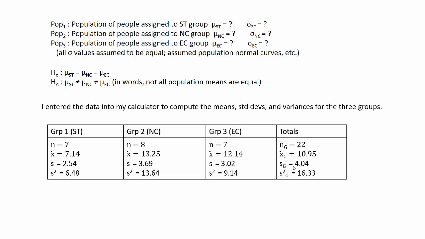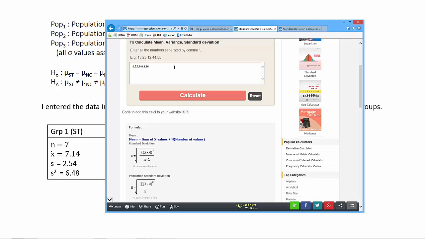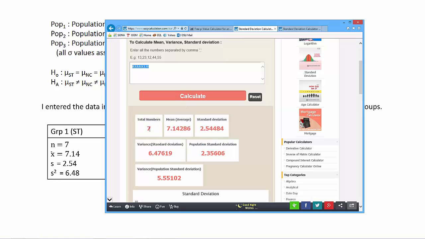But first, let me remind you how to enter data into your calculator and get the mean and standard deviation. I'm going to use an online calculator quickly for group number 1 here. So here you can see I've copied the data for the first group into this little window. I select the calculate button, and we see there are 7 individuals in this group. The mean is 7.14, standard deviation is 2.54, and the variance, standard deviation squared, is 6.47 or 6.48. So there are the values in PowerPoint.